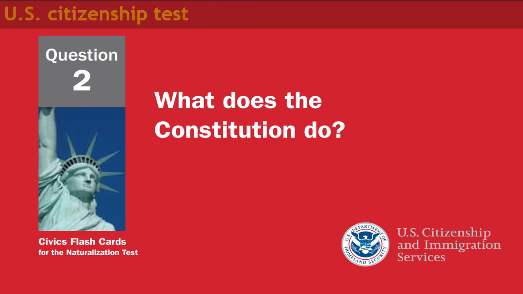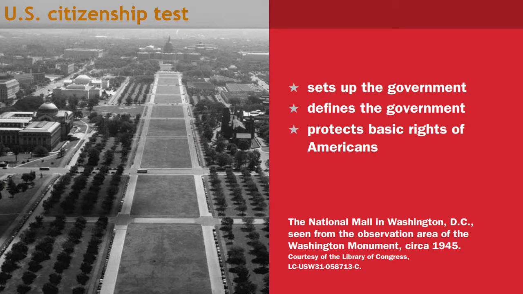Question 2. What does the Constitution do? Answer: sets up the government, defines the government, protects basic rights of Americans. Explain. The Constitution of the United States divides government power between the national government and state governments. The name for this division of power is federalism.